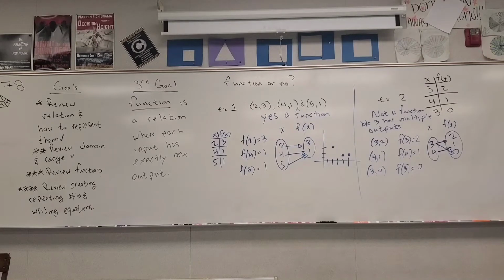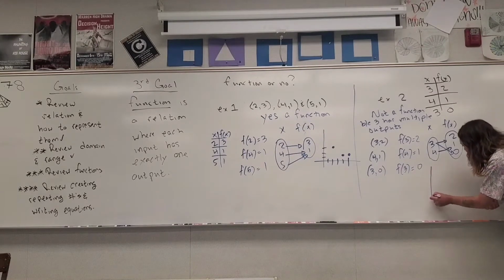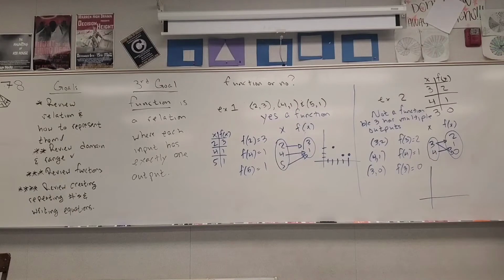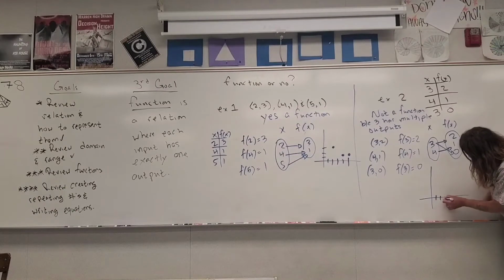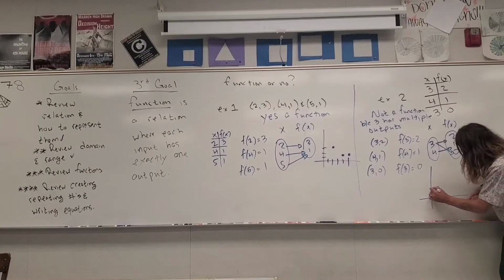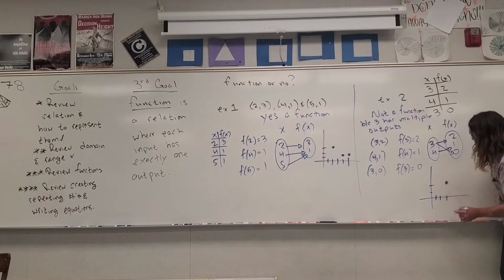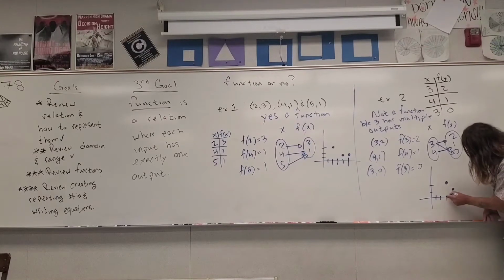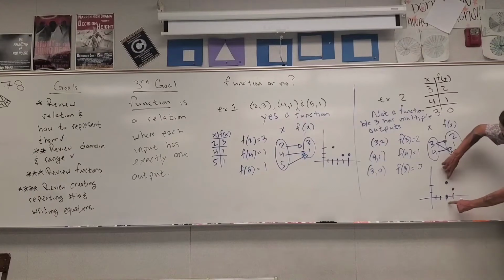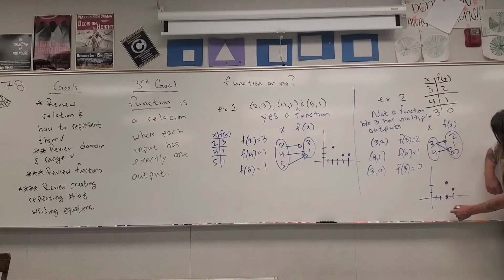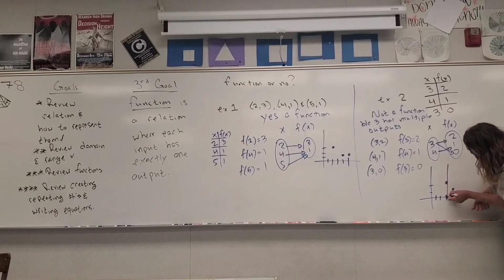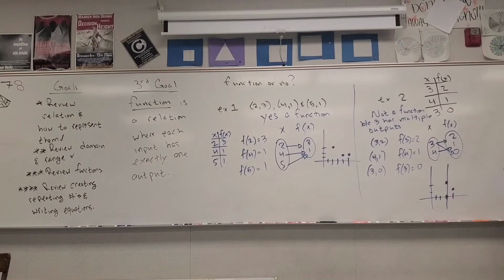And finally, graphically, and I'm sorry I'm writing this a little bit jumbled, but I'm trying to be as efficient as possible. I go over 3, and I go up 2. I go over 4, I go up 1. And I go over 3 and I go up 0. Notice these are vertical to each other. If I can draw a line through multiple points, it's not a function.